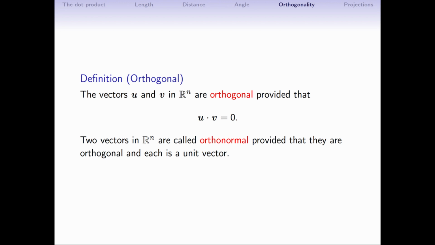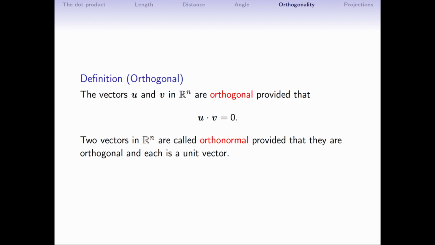Now we can tack on one additional concept while we're here. Two vectors in Rn are called orthonormal, provided that they are orthogonal and each is a unit vector. So not only would they have to satisfy this condition that u dot v is equal to 0, but each would have to be a unit vector, or a vector of length 1 in its own right.